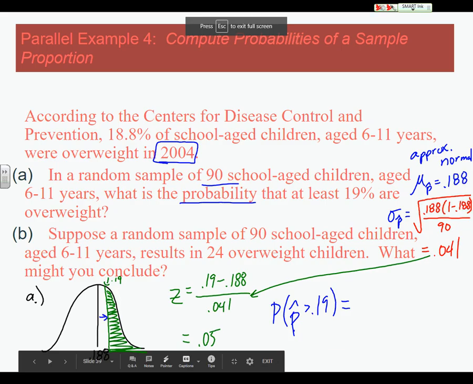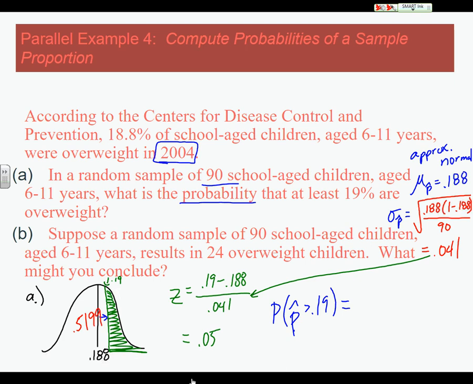The 0.5199, remember, z-score and that chart, they are in love with the left side of that chart. So that 0.5199 is all this area over here to the left side that I did not shade. To get my hands on the part that I did shade, I want to do 1 minus 0.5199. And so that gives me 0.4801. I'm expecting about 48% of the time I will get a probability of at least 19% of children being overweight.